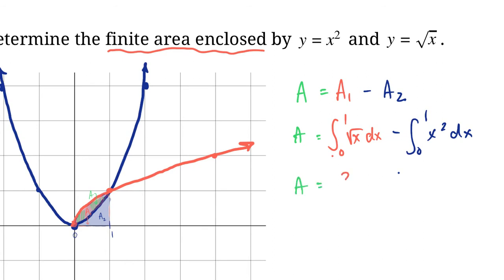The red area comes out to 2/3. The blue area comes out to 1/3. Sort of cool that these somewhat complicated looking shapes actually have very simple areas when you find them. And if you do the math, obviously, the area is 1/3. So sort of interesting that this breaks up the area into 3 chunks.